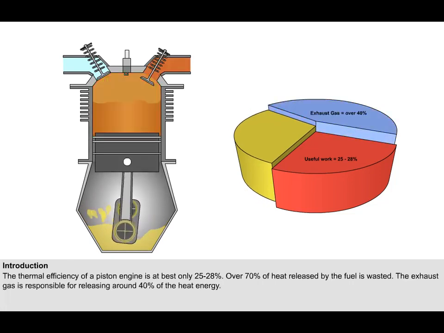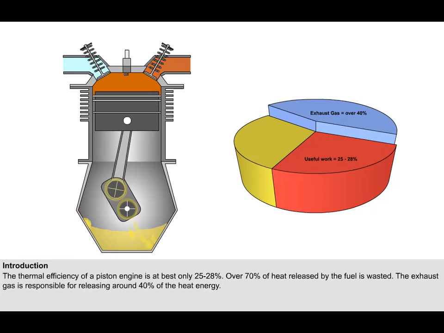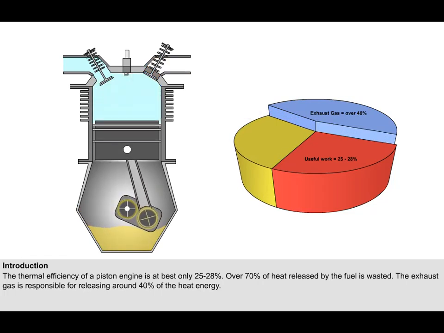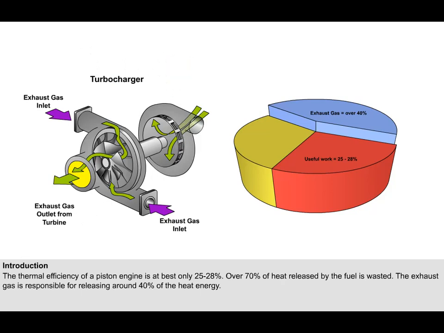The exhaust gas is responsible for releasing around 40% of the heat energy. On some aircraft, some of the energy lost through the exhaust can be recovered by using it to drive a turbine-driven supercharger, which is commonly called a turbocharger. Operation of the turbocharger is covered in a later lesson.